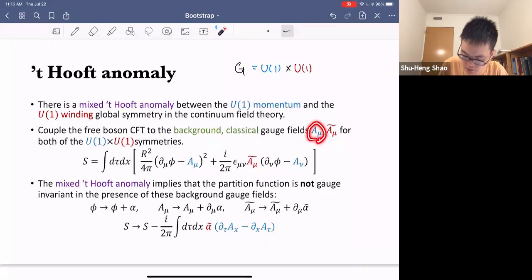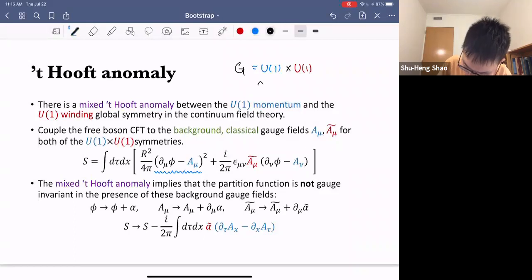Let's first focus on the blue gauge field. How do we couple that? Well, that's easy. We know the U1 momentum symmetry shifts phi. So all we have to do is to make the derivative of phi a covariant derivative. Covariant derivative is not precise because the symmetry is realized non-linearly. So what you really do is to shift the derivative of phi by A mu. Okay, so this part is easy. How do we couple to the winding symmetry? Well, there's a general rule on how to do that.